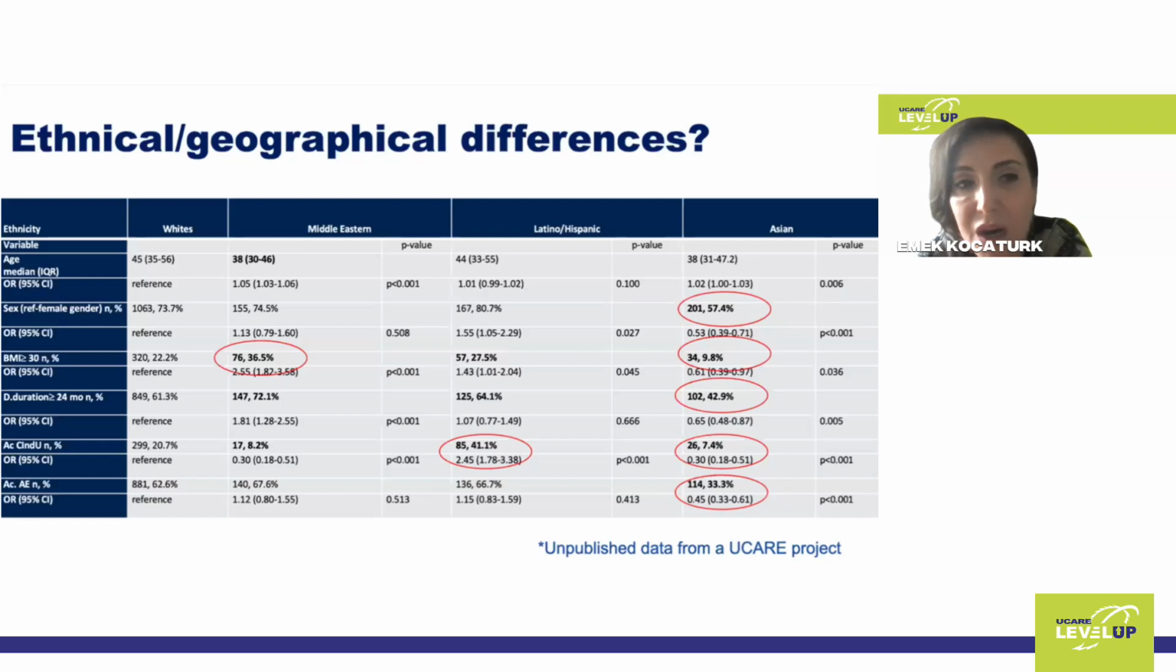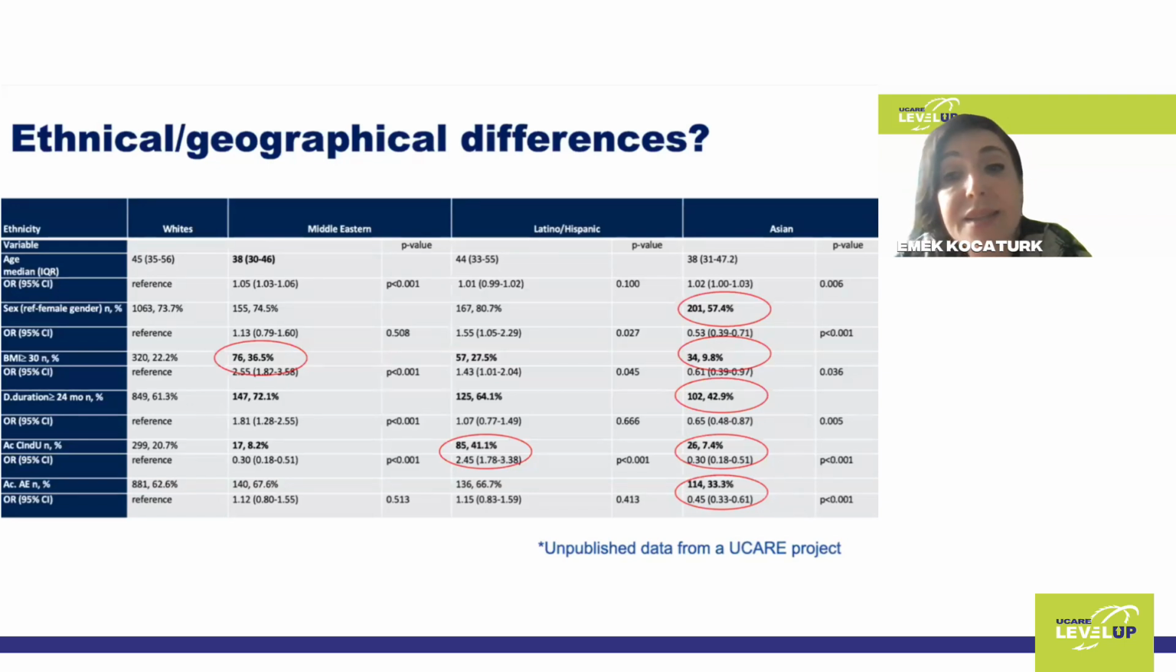You know, we always find 75% female dominancy in our populations, but you see here Asians have less than 60% female dominancy, and the BMI was apparently very low in Asian patients. BMI over 30 was found very rarely in the Asian population. However, the Middle Eastern population had the highest BMI. And also, disease duration was shorter in Asian patients.